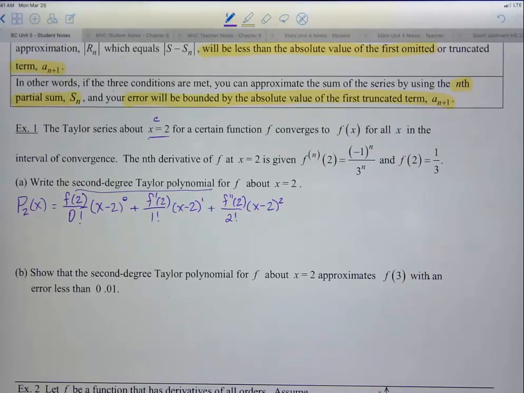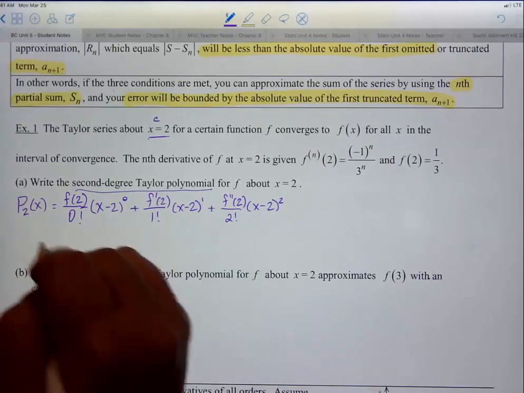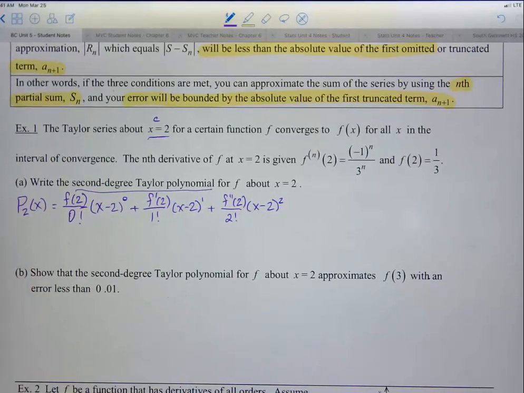Okay, now let's plug in stuff. They will have given us everything we need to do this problem. Yes, ma'am?